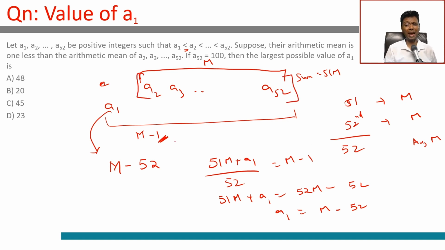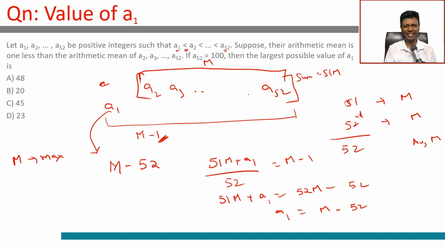We want to find the maximum value of A1. When will that be maximum? When the average mean M should be maximum. We know all the numbers are distinct. We know that from A2 to A52 there are 51 numbers.